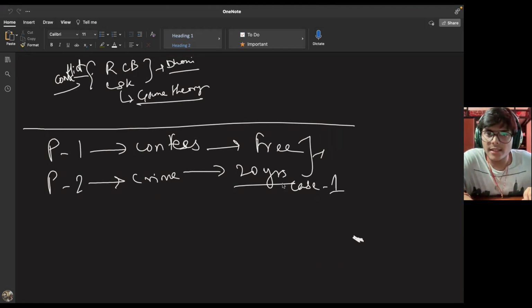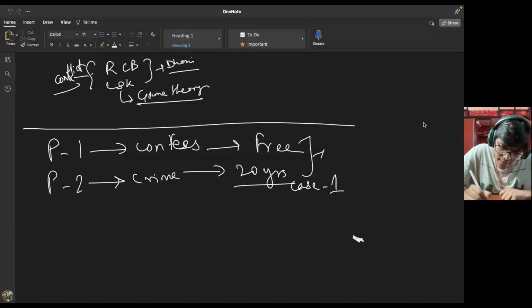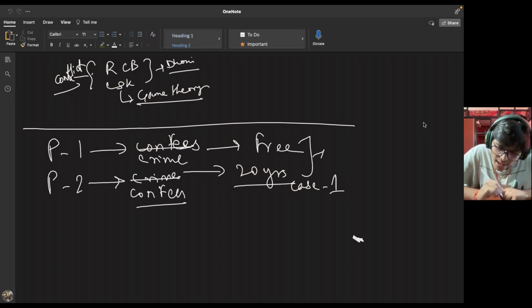Now let's see what the other cases say. Now case 2. What does case 2 say? If you don't say anything and your partner confesses, like this guy doesn't say anything but the partner confesses, you will be found guilty and sentenced to 20 years in prison, but he will be released. So what does it say? If P1 doesn't confess, P1 will be held responsible for the crime, and the partner, that is P2, confesses.